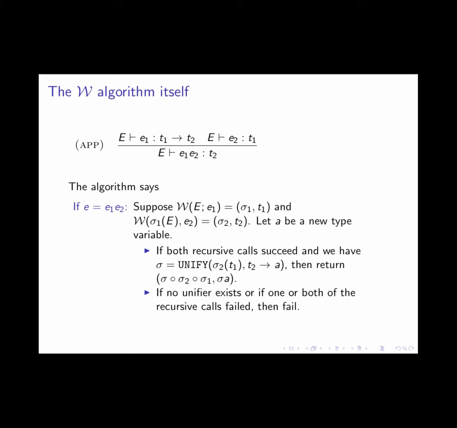If both of these recursive calls succeeded, then we try to unify sigma 2 applied to T1, and T2 to A. We're trying to find out if we can find A. And if we can do that, then the type is sigma of A. And the substitution that we get is, well, it's not sigma 1, but it's sigma 2 composed with sigma 1. First we know sigma 1, then we extend that information with what we know in sigma 2, and then finally we get some more information about the types from sigma, so it's sigma composed with sigma 2 and sigma 1.